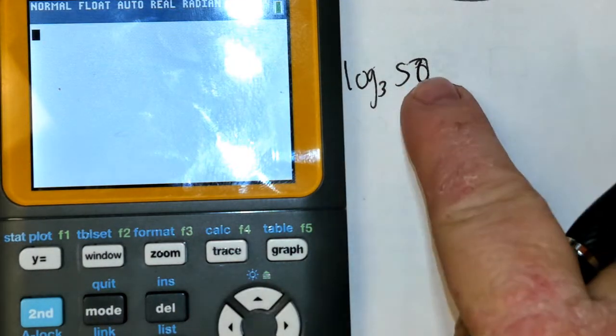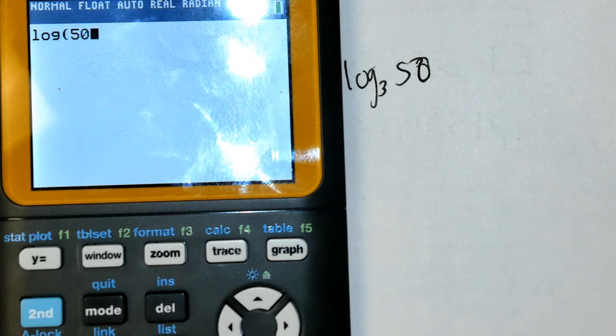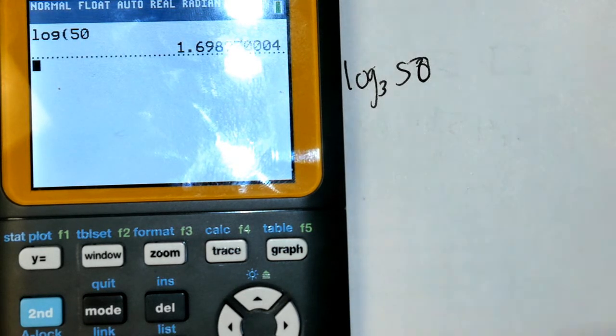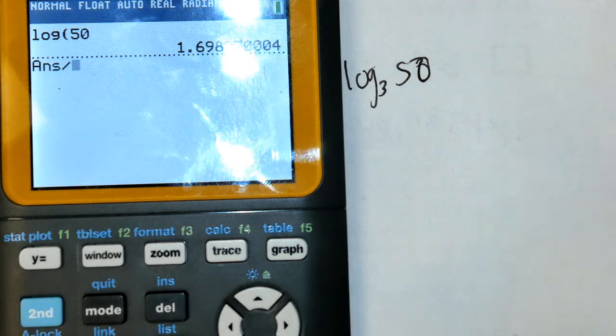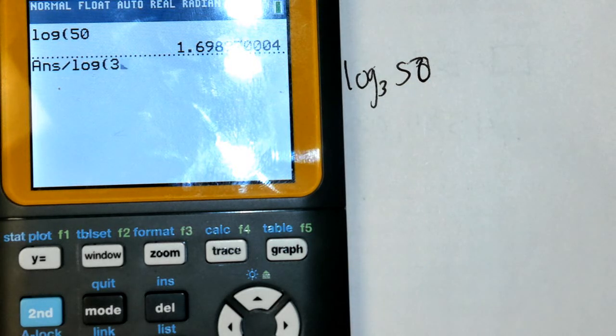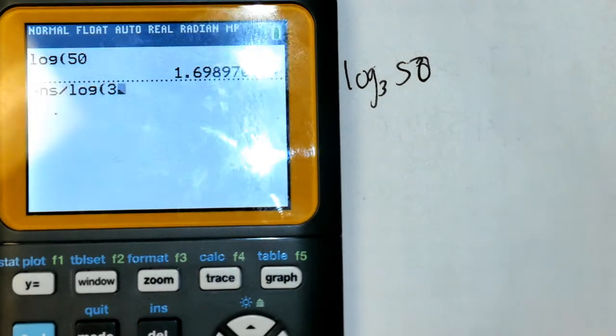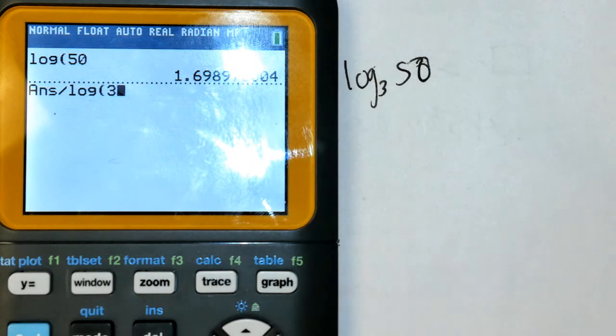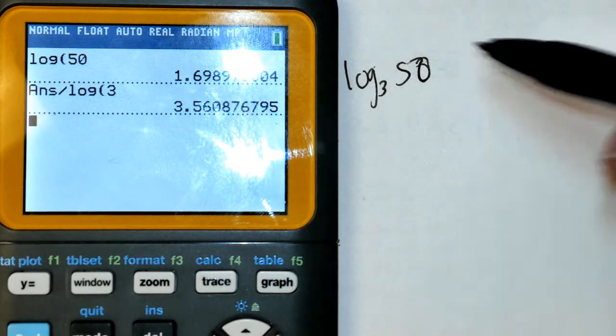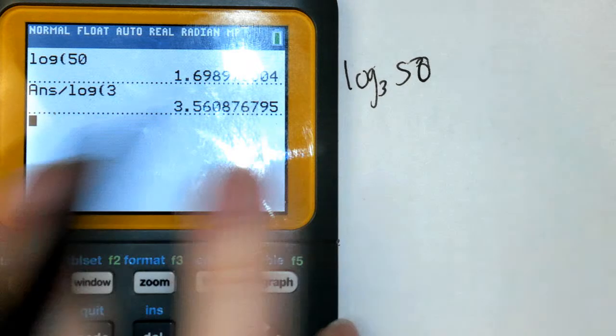Again, we're going to do log of the back number. So log 50. It's not the greatest number or the smallest number. It's the back number. Log 50, enter. Divided by log base 3. This is the slower way. There is a newer way with these new calculators, but I know a lot of you have some of the older calculators at home. Okay, so this is this approximate value.